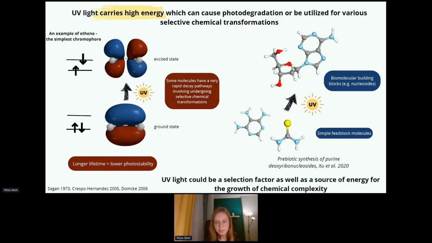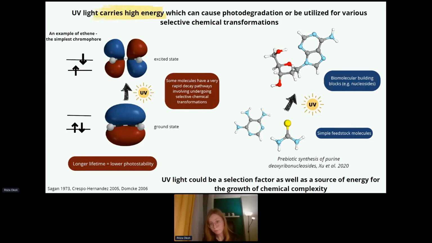But on the other hand, the same factor, UV light, can help a molecule to undergo some processes which are normally inaccessible in dark chemistry, but which can be very useful for us, for example, in proposing some prebiotically plausible synthesis of, for example, biomolecular building blocks from simpler compounds. And such an idea is quite old in the field of prebiotic chemistry, because it dates back to the turn of the 60s and 70s of the last century.